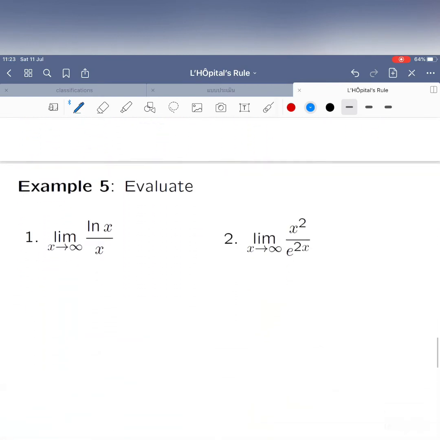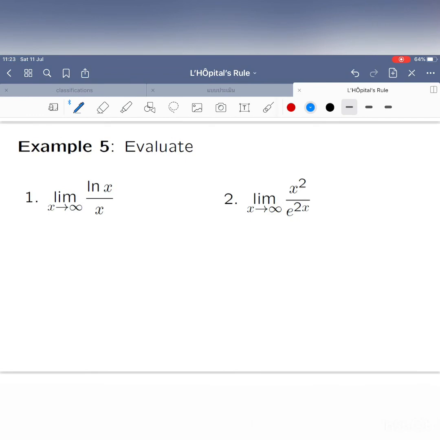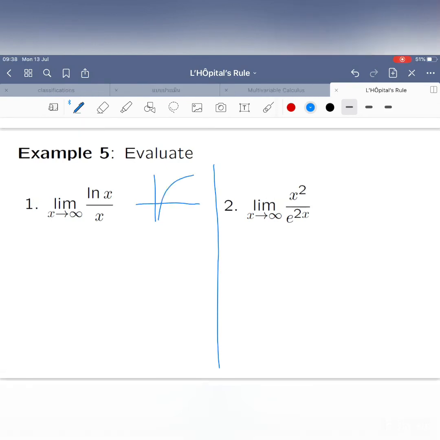Let's continue further. On this example you have 2 problems. Again, as we told you, the logarithm of x will go to infinity as your x goes to infinity. So this one is actually the indeterminate form infinity over infinity. So we can use L'Hopital right now.